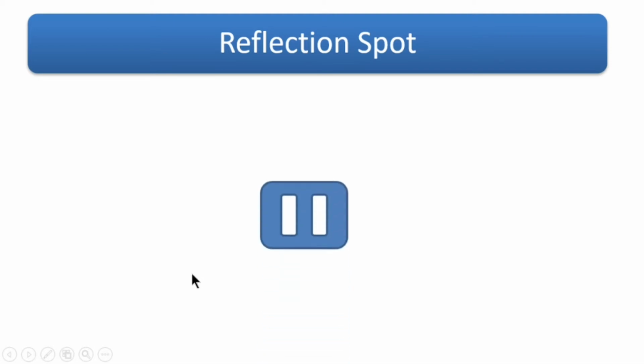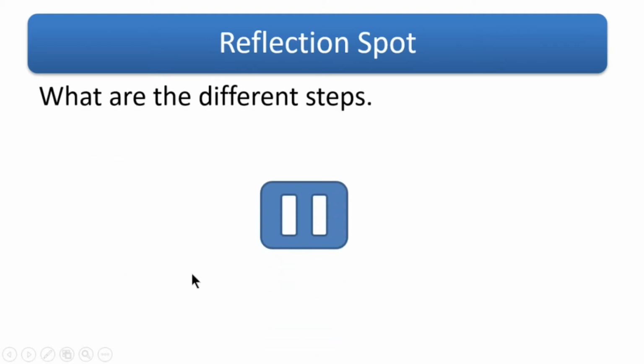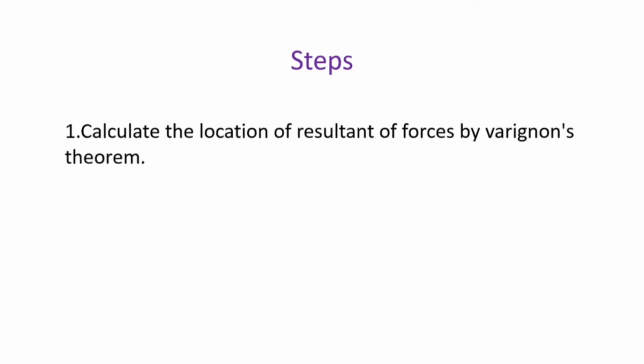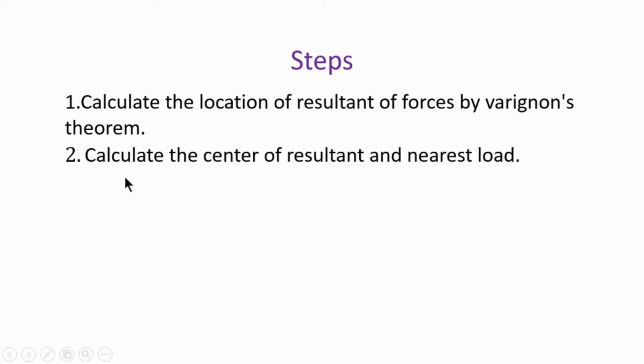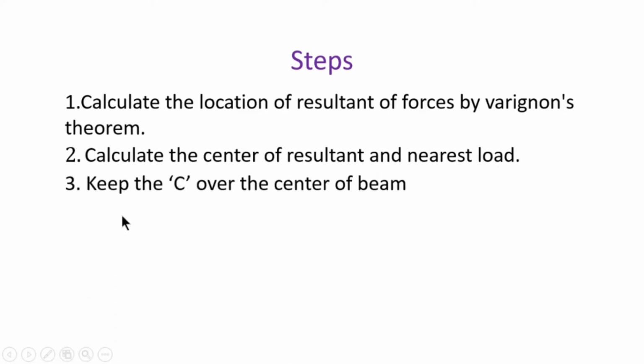Now take a pause and a question arises in the mind: what are the different steps? So now the steps. First step is to calculate the location of the resultant of the forces by Varignon's theorem. Then the next step is to calculate the distance between the resultant and the nearest load. Then keep the center of the beam at the center of the resultant and the nearest load.